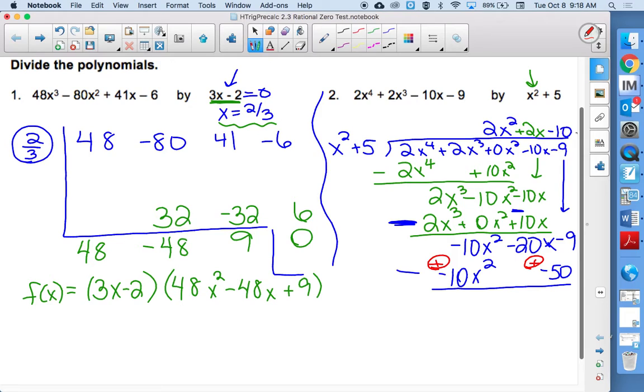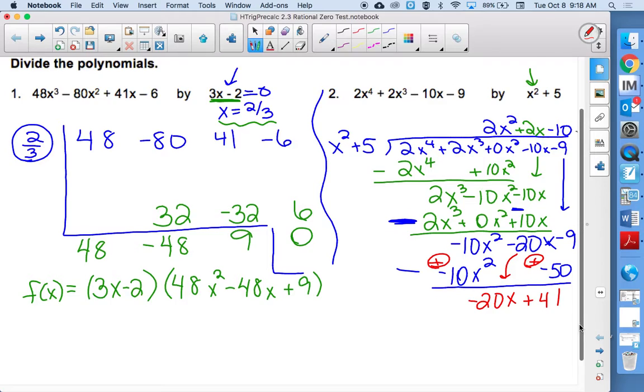So this time you have a remainder. Brenton, what is the remainder? Negative 20x. Don't forget about that little guy there. It's still there. It needs to be brought down because there's nothing for it to combine with. And then you get the plus 41.